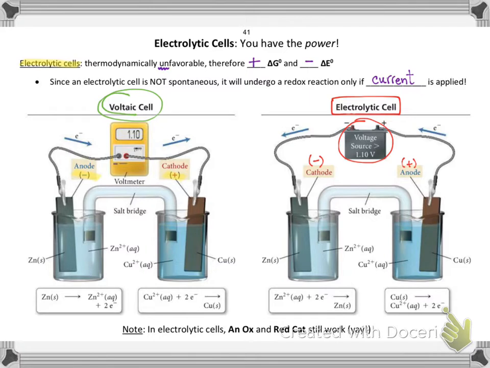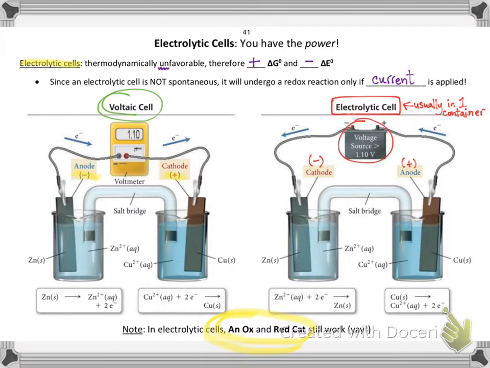To be honest, most of the time, an electrolytic cell actually happens in a single container. It's not split between two containers like we see in a voltaic cell. We just did it for this picture, so you could make the nice analogy. And I want to make sure you're aware that An Ox and Red Cat still work. They're still accurate, thank goodness, in electrolytic cells, just like voltaic and galvanic.